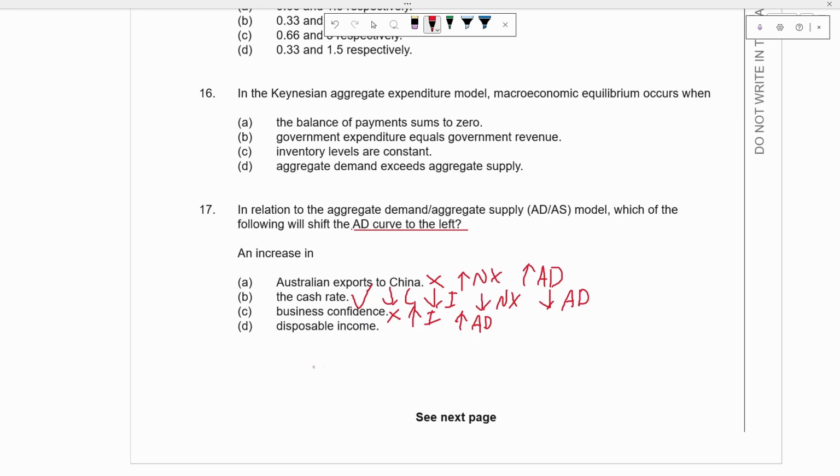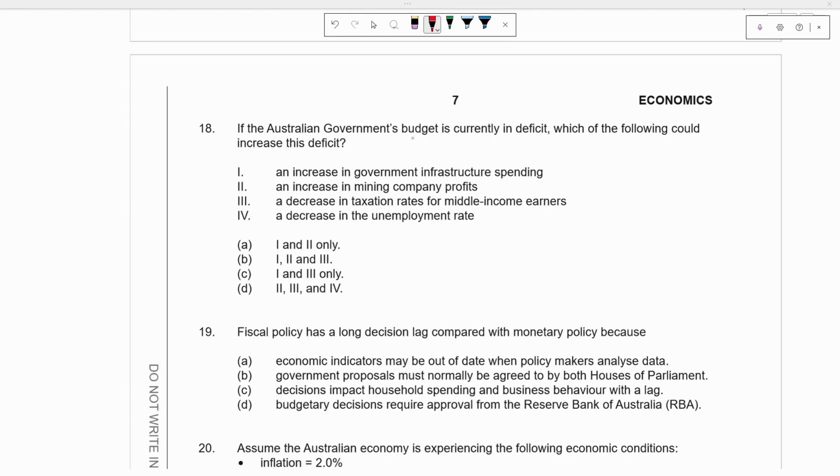D, disposable income. This one is also incorrect. If disposable income increases, households will increase their consumption, therefore increasing aggregate demand, which will shift the curve to the right. If the Australian government's budget is currently in a deficit, which of the following could increase this deficit?